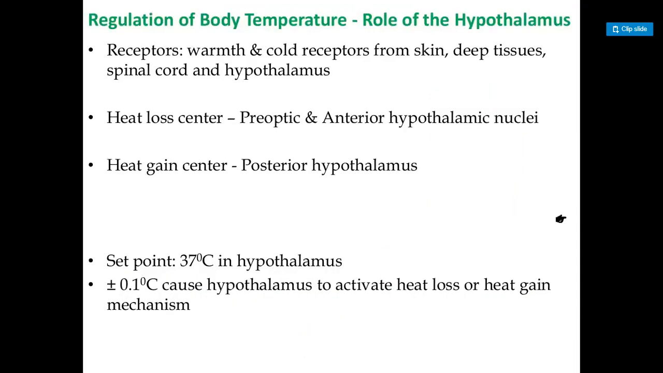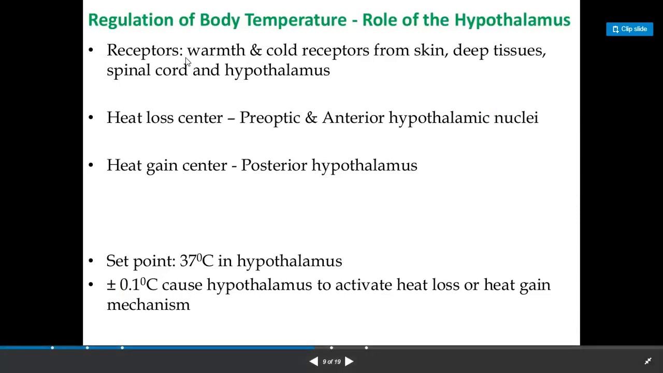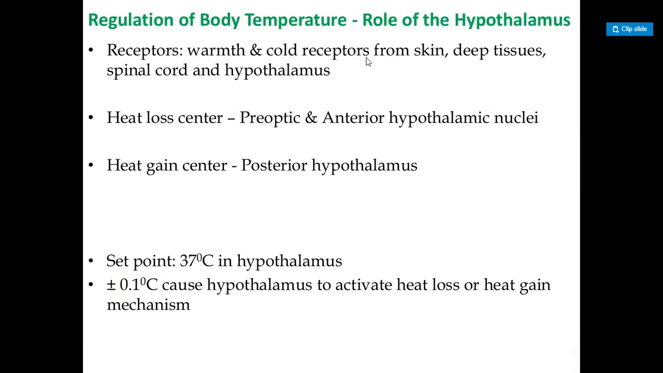So, regulation of body temperature, what is the role of the hypothalamus? So all of those things that we just explained now are initiated by the hypothalamus, because the hypothalamus has receptors, okay? So these receptors are warmth and cold receptors. They are able to dictate what happens. These receptors are found majorly in your skin. First of all, take note, the warmth and the cold receptors are found in your skin.